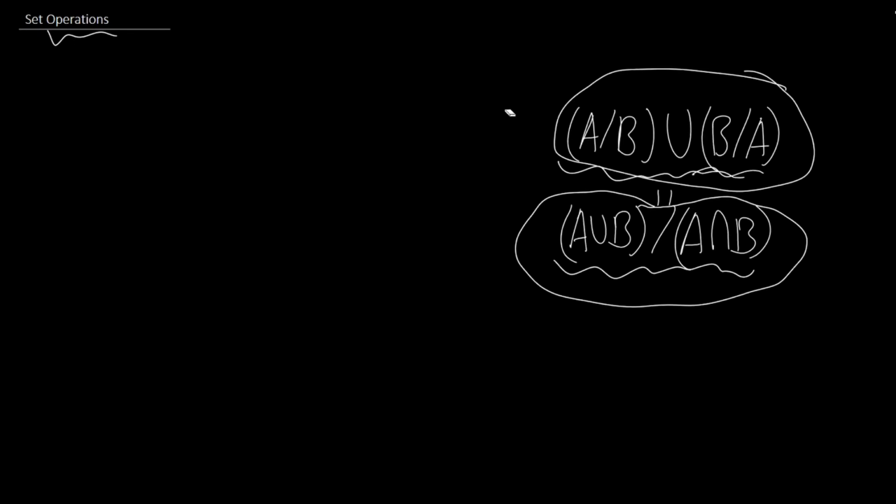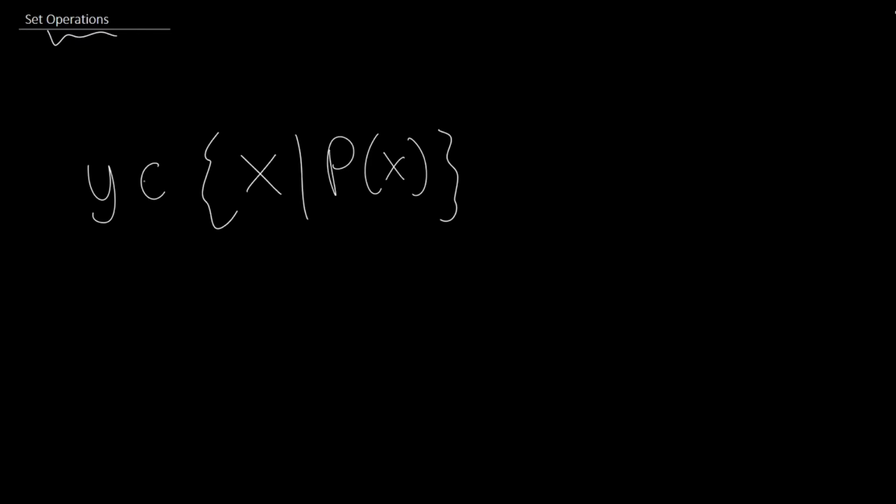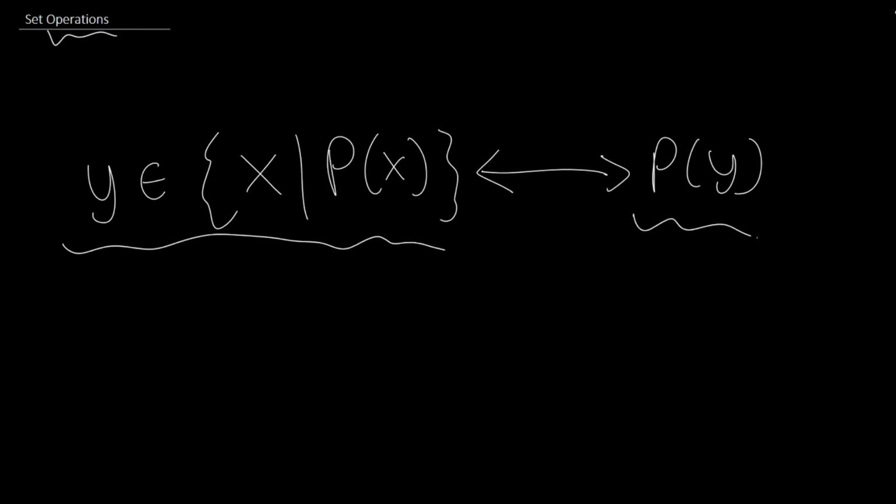But we can do better than that. The connection, in fact, runs really deep, and we're going to try to explore that in this video. So earlier, in the last two videos, I think, we talked about if we have a set X such that P of X is true, then if Y is a part of that set, this will be equivalent to saying P of Y. This guy on the left-hand side is equal to this guy on the right-hand side.